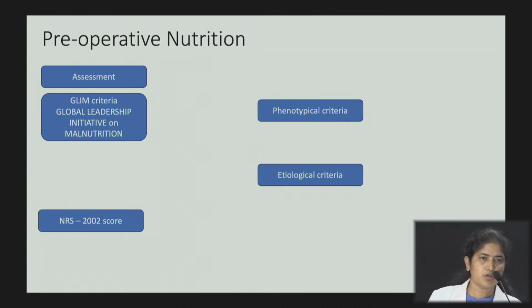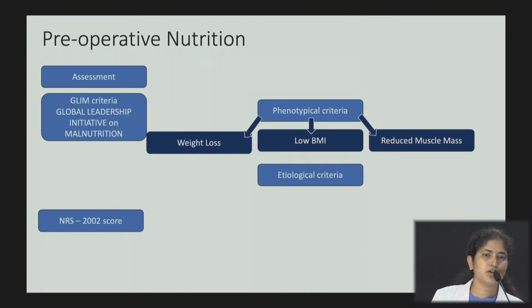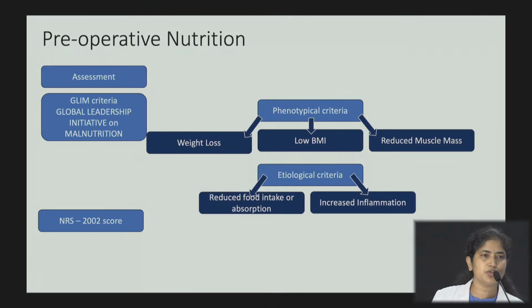Mainly in our AIG anesthesia department PAC clinic, we use two tools, which are the GLIM criteria and the NRS 2002 score. But slowly we are moving towards the GLIM criteria nowadays. GLIM is the Global Leadership Initiative on Malnutrition, which includes phenotypic criteria and etiologic criteria. For phenotypic criteria, we are looking at weight loss, low BMI, and reduced muscle mass. For etiologic criteria, we are looking at reduced food intake or absorption, any recent weight loss or gain, and increased inflammation, any signs of infection or sepsis.